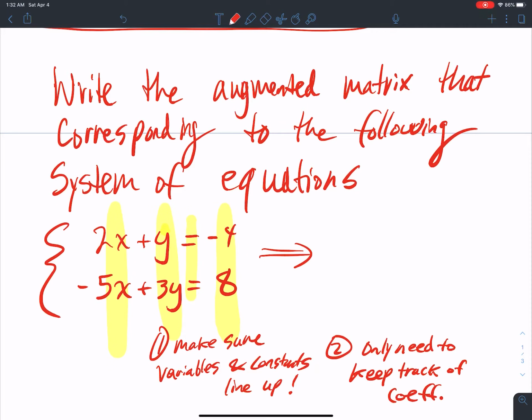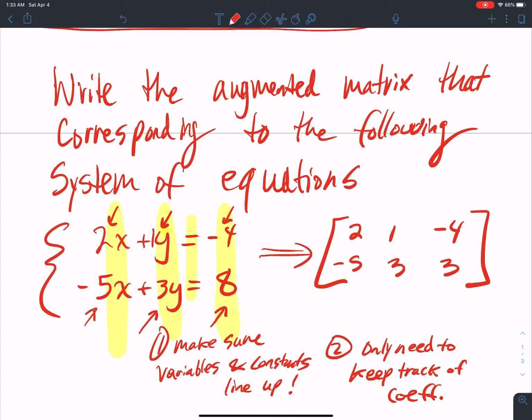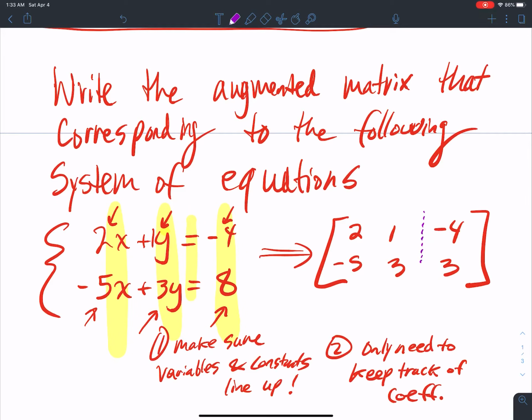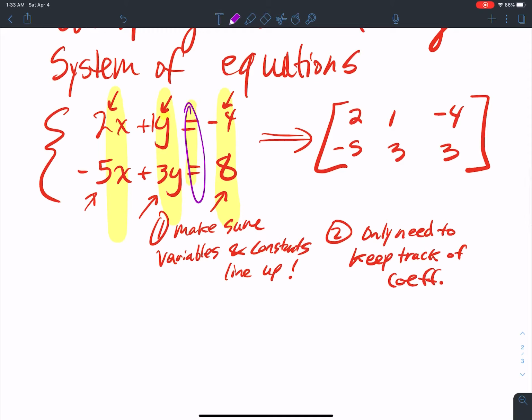All right, so what are my coefficients here? I have a 2. What's the coefficient here? It's understood to be a 1. What's the number here? The constant is a -4. And then down here, I have a -5, and then 3, and then 8. And I close it off. And that, my friends, is the augmented matrix. Now, some texts put a little dash line through here, and you can do that if you want. You don't have to. It's not required. But if you see that dash line, that's just its way of saying there might be an equal sign here.